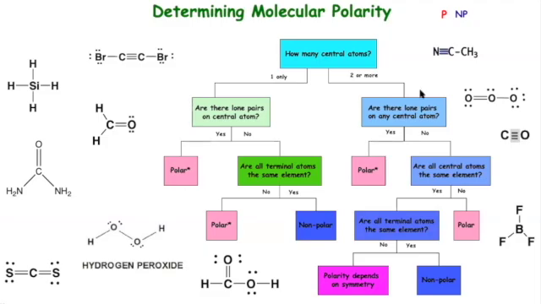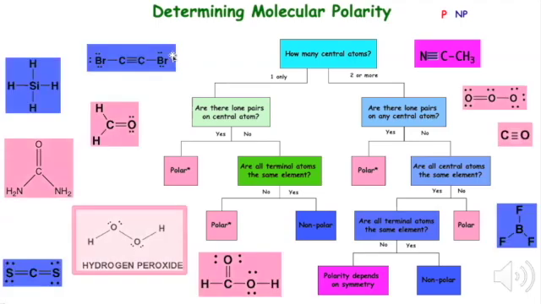Let's say we have more than 1 central atom. Well, if we have more than 1 central atom, then we look at the terminal atoms and we see whether or not they're different. If they are different, it's polar. If they're the same, like here, it's non-polar. So all these right here are polar. All the ones in blue are non-polar.